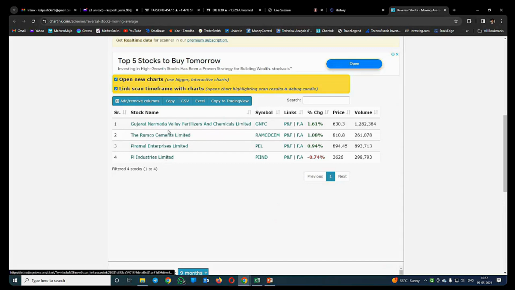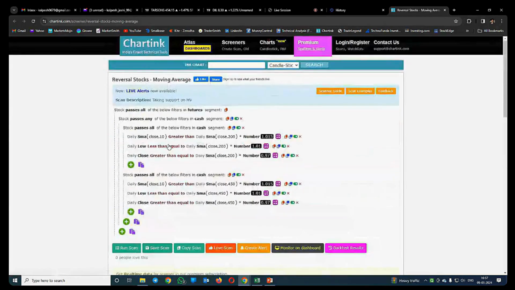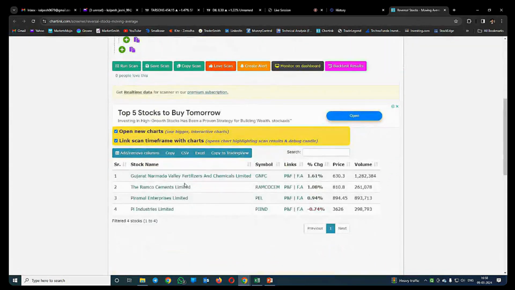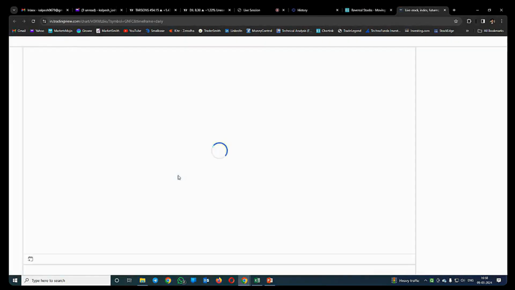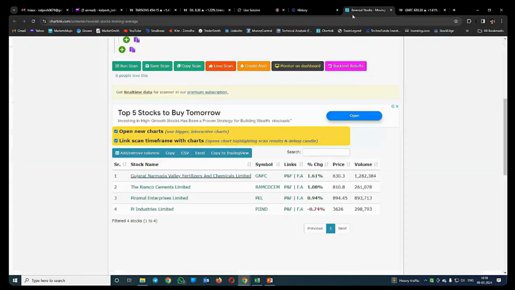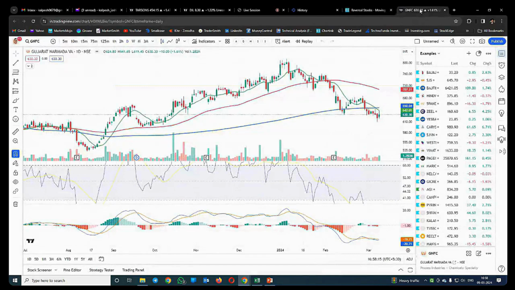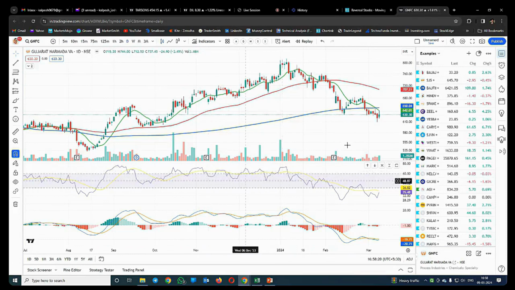So these 4 stocks are available from a scanner with the name reversal stock based on moving average. Because of this extension, when I'm clicking, that link opens directly in my TradingView, in the same format which we have just prepared. So we can scan very fast.